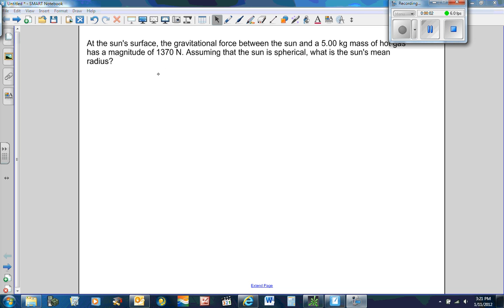Okay, this is number 52 on page 267. At the sun's surface, the gravitational force between the sun and a 5 kilogram mass of hot gas has a magnitude of 1,370 newtons. Assuming the sun is spherical, what is the sun's mean radius?